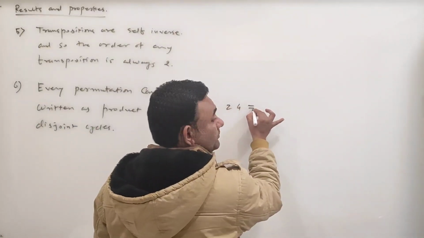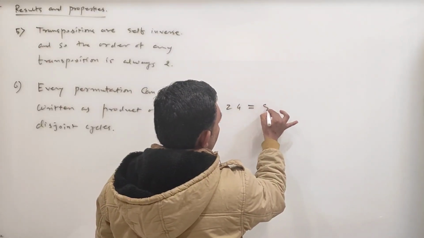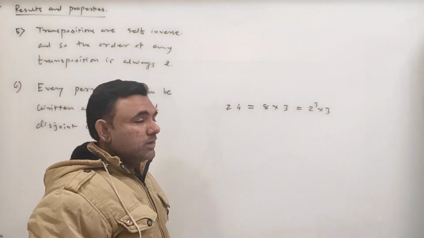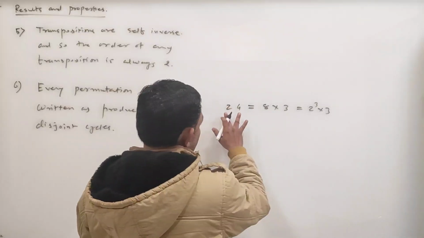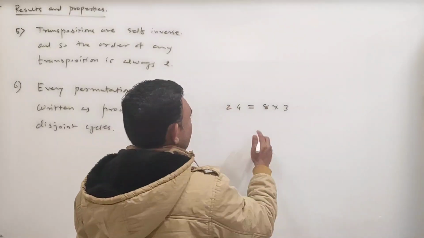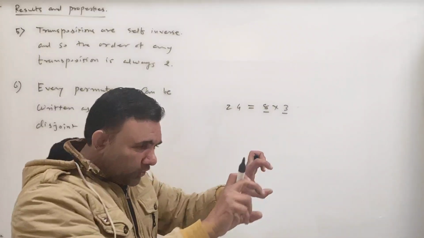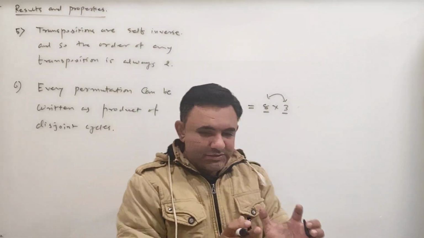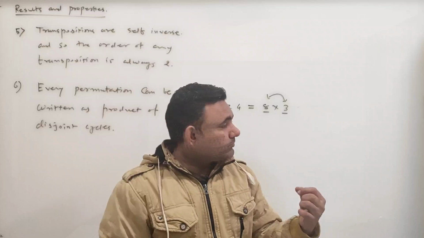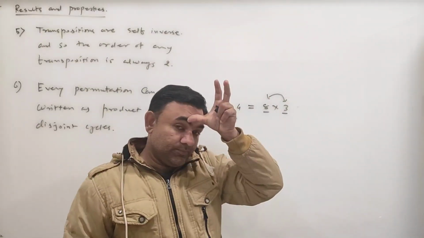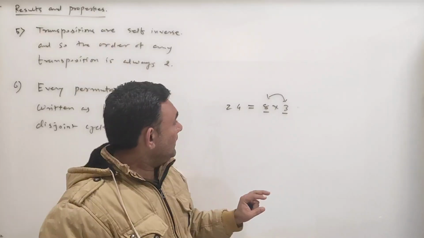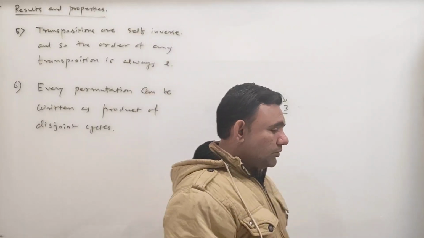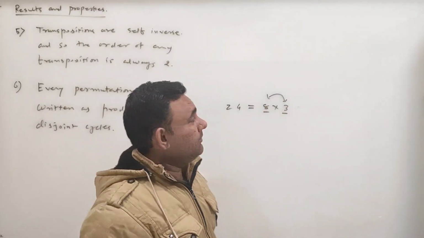So 24 is what? 8 into 3. 8 is what? It is 2 cube into 3. So this 24 can be written as product of two integers, and there is nothing common between these two. Every integer can be written as product of integers, in which any two integers are co-prime. We can write it like this, right? Or further we can write 8 as 2 cube into 3. So that is what, product of powers of prime.